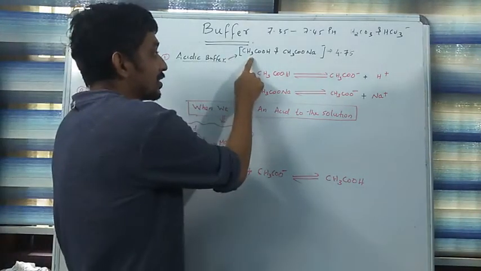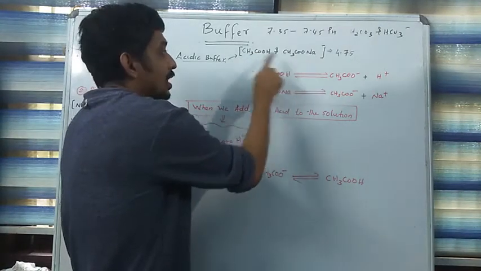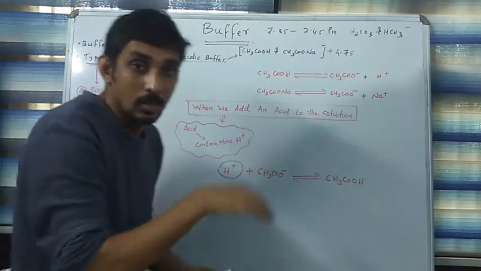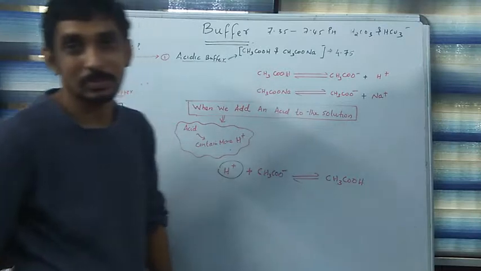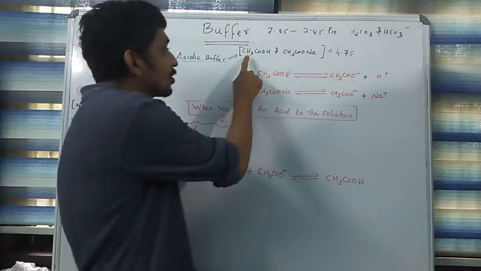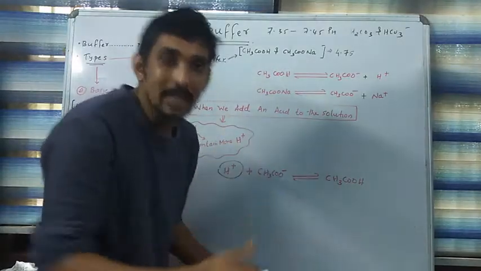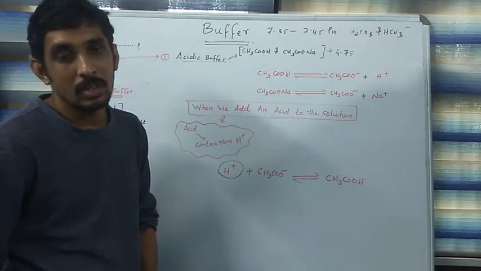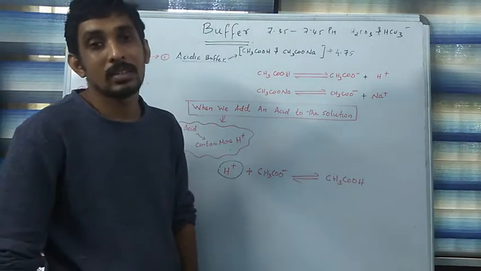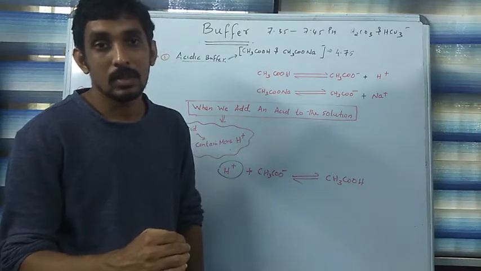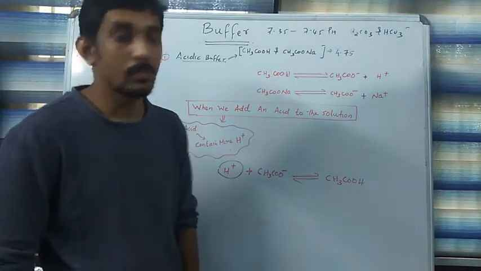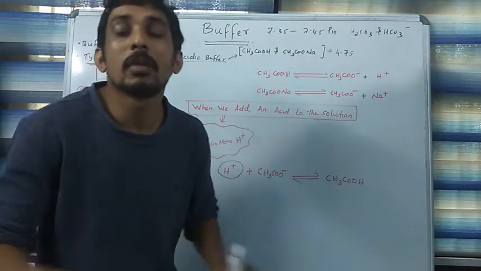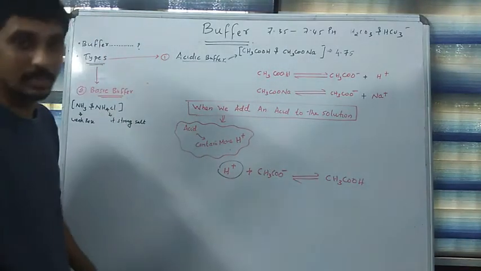In this acetic acid sodium acetate buffer, acetic acid is a weak acid and sodium acetate is its salt, which is strong. Then what is a strong acid and a weak acid? Acetic acid is a weak acid. The difference between strong acid and weak acid is that a strong acid ionizes completely in water when compared to a weak acid. A weak acid ionizes little, whereas a strong acid ionizes completely. That is the difference between strong acid and weak acid.